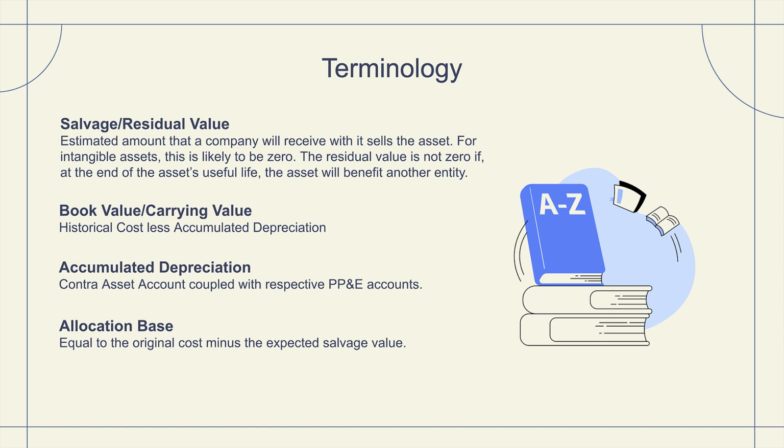Next up is accumulated depreciation. This is a contra-asset account, which means it has the opposite balance of a natural asset, meaning that it naturally occurs as a credit balance and is always coupled with a respective property, plant, and equipment account. Next up is the allocation base. Sometimes we also refer to this as a depreciation base. This is equal to the original cost, also known as the historical cost, minus the expected salvage or residual value.